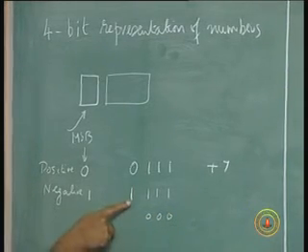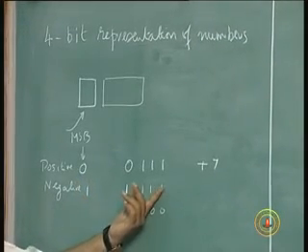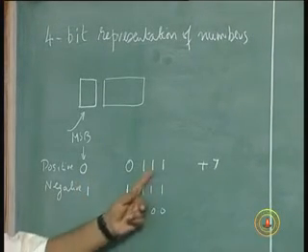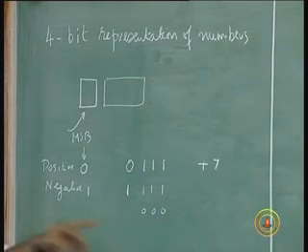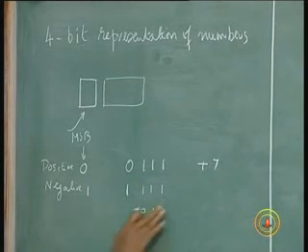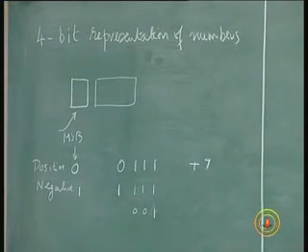Of course, I need not worry about this bit anymore, because this is only a sign bit. These are the magnitude bits. For the magnitude bits, I have to take the 2's complement. 0 0 0 plus 1 is 1. So this is one extreme, 1 1 1 1 is one extreme. The other extreme is 0 0 0 0.